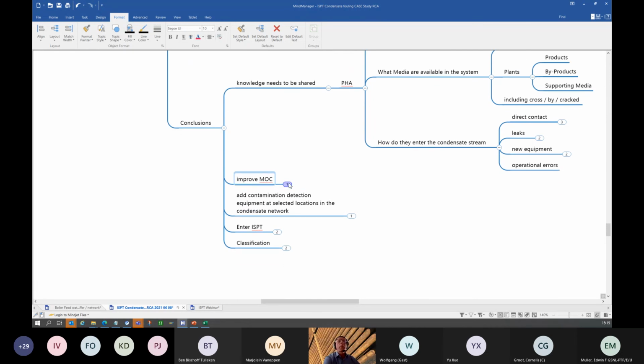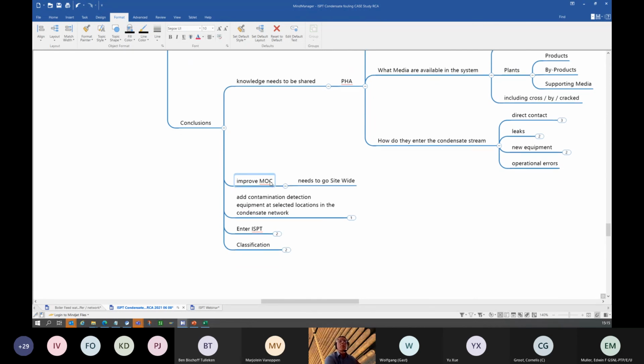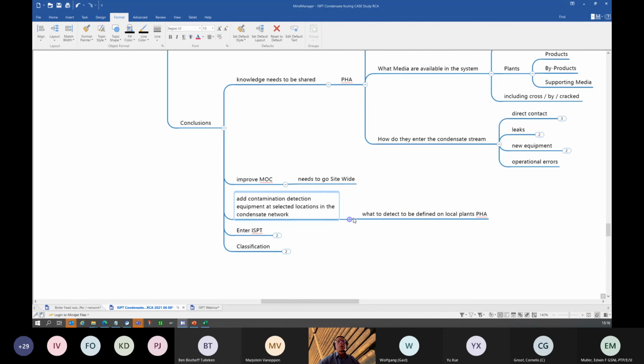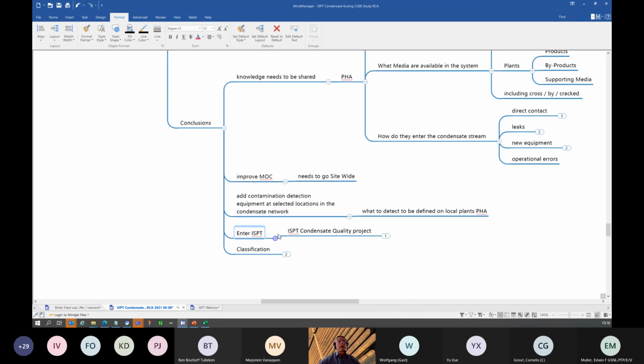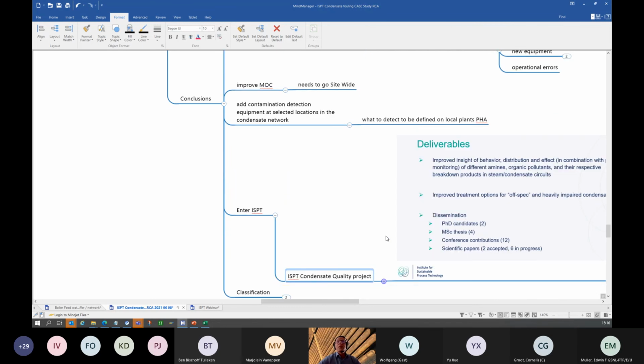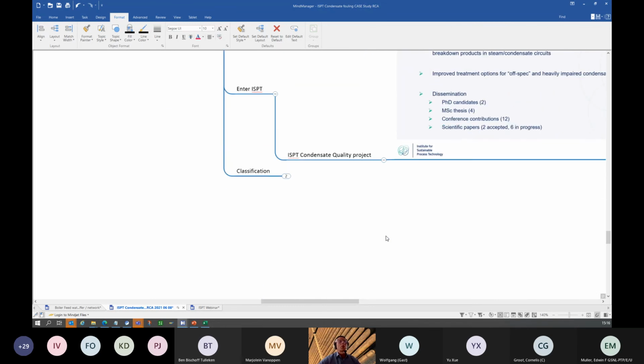We need to improve MOCs, the management of change procedures, not only to look at the plant, but also look at the site. And we will have to look at contamination detection closer to the plant. So this is where we will look at the ISPT quality project, and I'm going to use the deliverables.